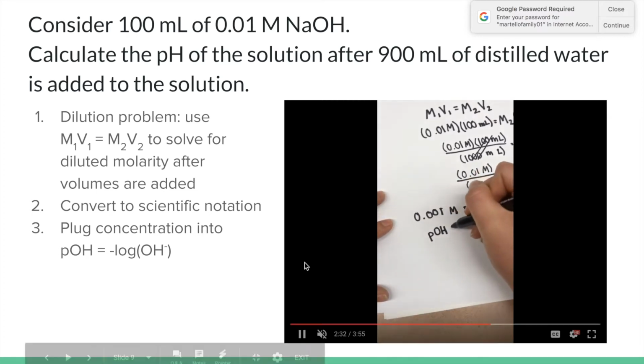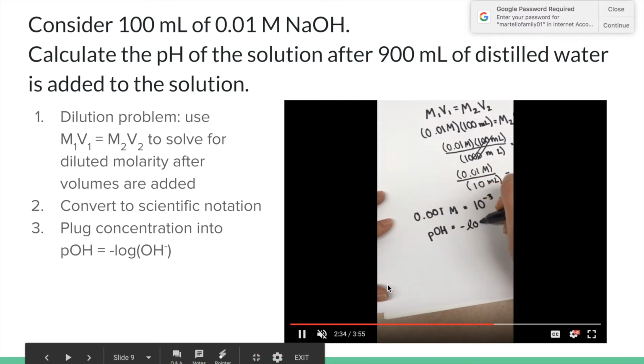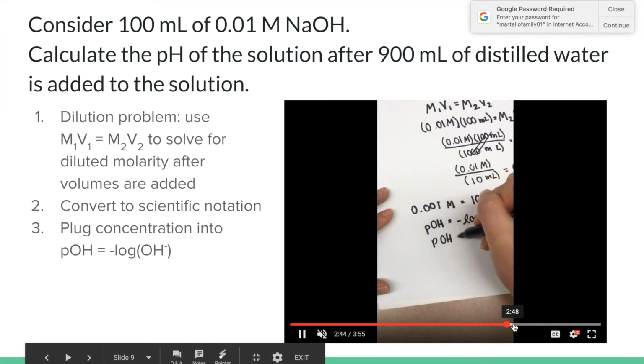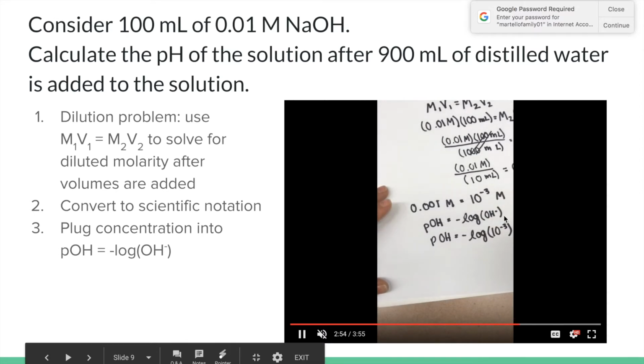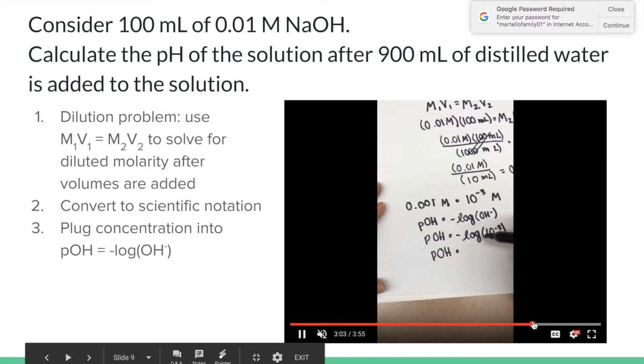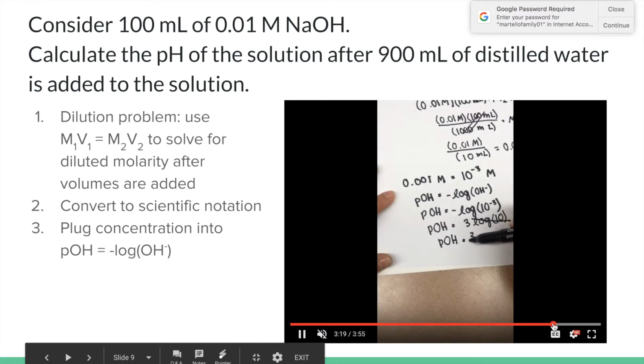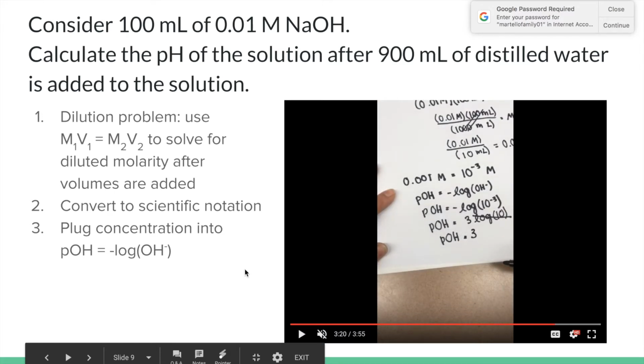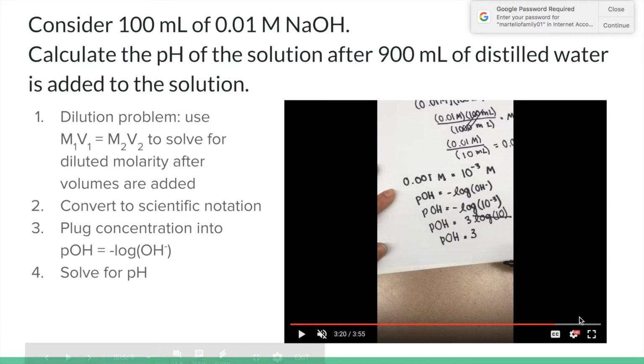We're then going to plug this concentration into the pH. pOH is equal to the negative log of the concentration of hydroxide ions. Simply plug in again what we know. Negative log of the concentration of OH ions is 10 to the negative third. And then we're going to solve by bringing this negative 3 down. This cancels with the negative, leaving 3 log of 10, which we then know is simply equal to 3.